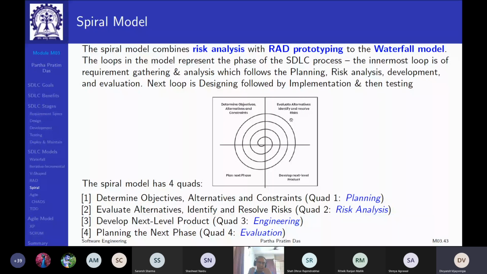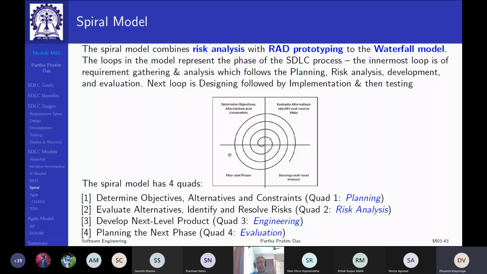So in the Spiral model, the additional component is risk analysis. At every stage of the spiral, you are keeping the risk in mind. What if it fails? What are the factors for which it can fail? And what are the consequences of that failure? In terms of cost, in terms of time, in terms of quality, in terms of customer satisfaction, and so on and so forth. So you determine objectives, evaluate alternatives with risk, and then you develop the next level of the product. And then in the 4th quadrant, you plan for the next.